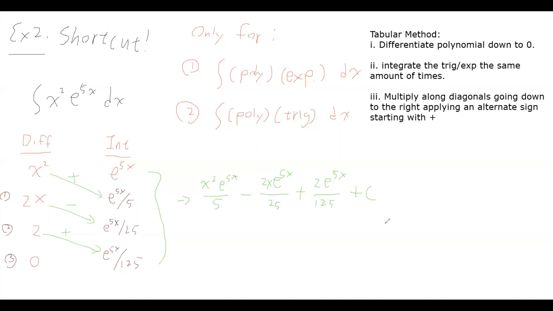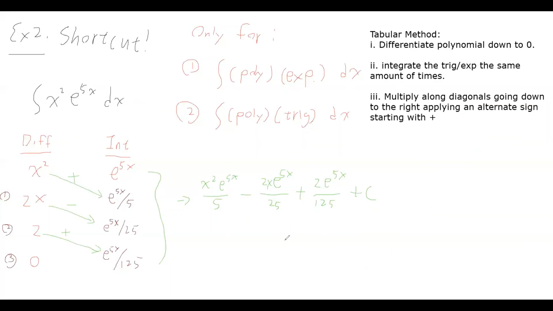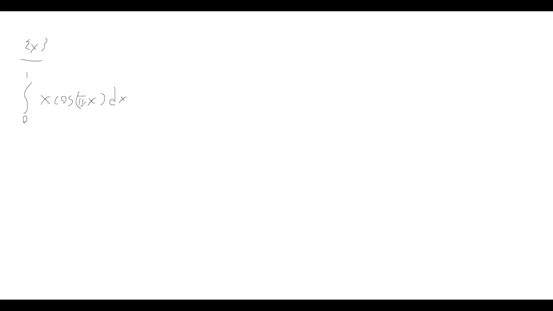All right, so this is essentially the same as the result from before. If you distribute this minus sign, we get the same thing. Keep in mind that this shortcut only works for these two types, when you have a polynomial multiplied by an exponential or a polynomial multiplied by a trig function. All right, so let's look at example 3.